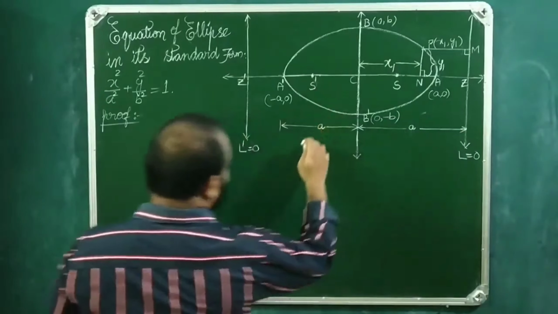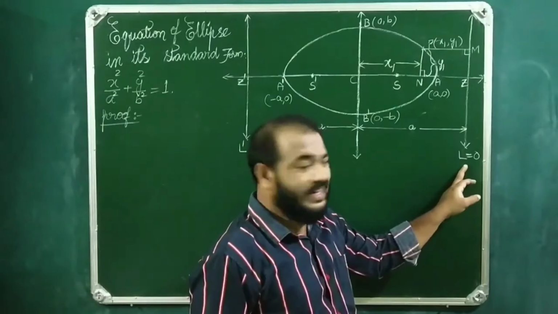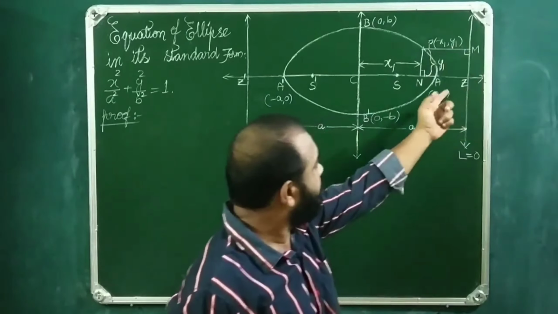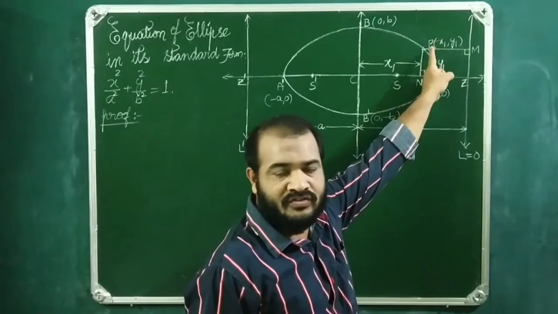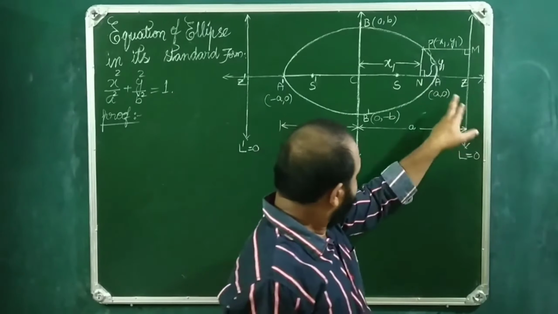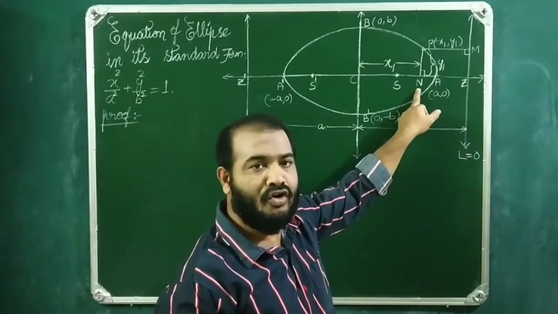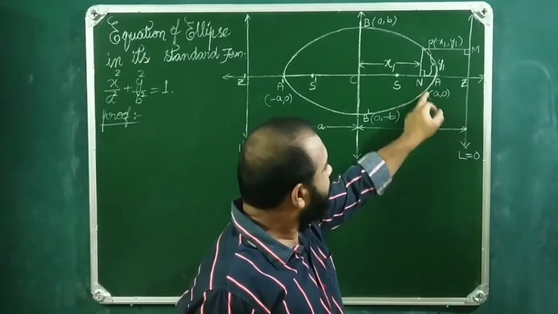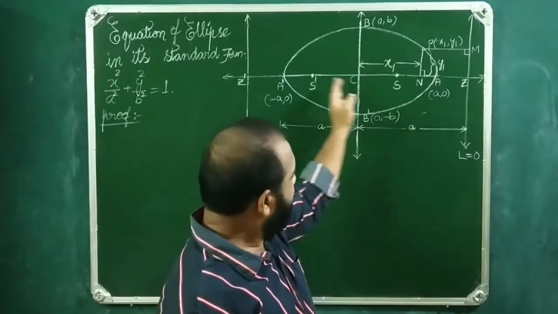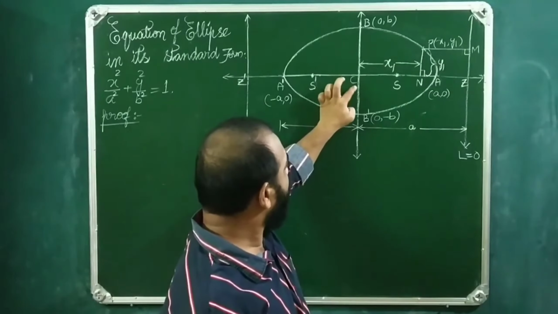So here S is the focus, L equals 0 is the directrix, and here M comma Z are the projections of P. And what is this point P? P is any point on the ellipse. And N is the projection, or simply we can say perpendicular or normal. N is the projection of P on SZ. SZ, if we extend, then it is the x-axis.